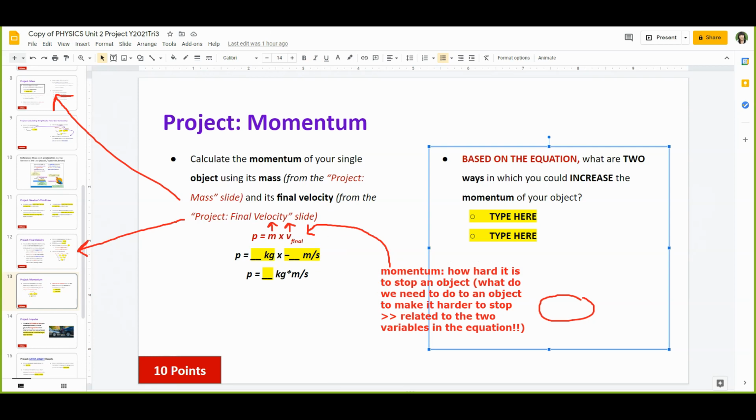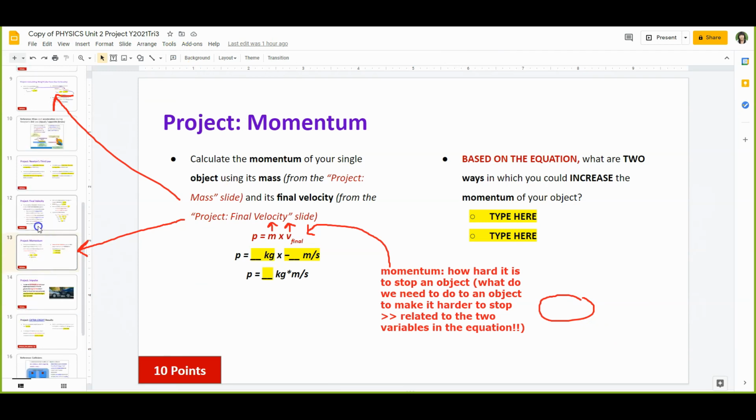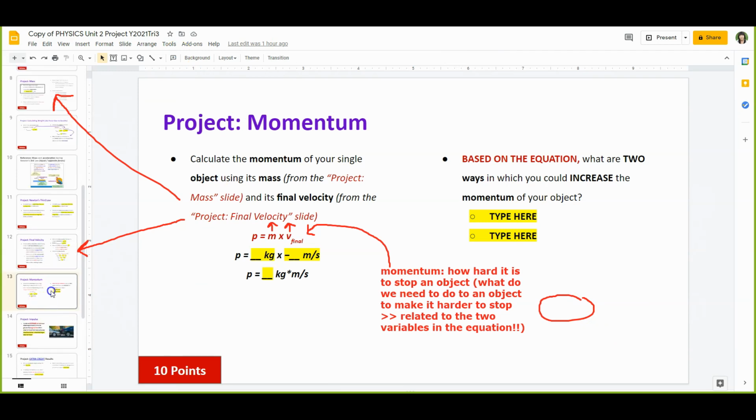What does M stand for? What does V stand for? All right, so that should help you figure out this question right here. And then you should be good to go ahead and move on to anything else you need to work on.